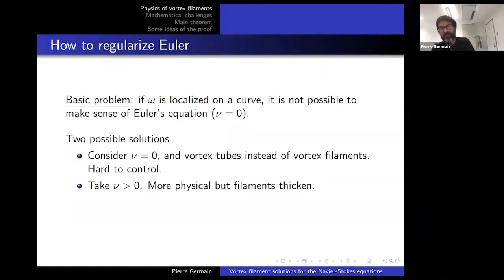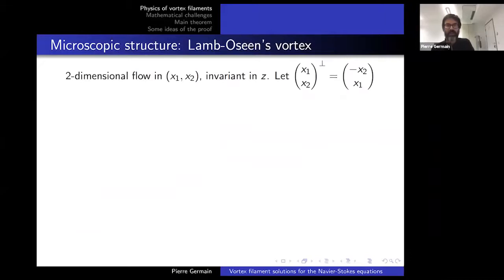But of course, if nu is very small, this will take a very long time before you see the difference. We choose plan B. So we will take positive viscosity and we'll try to make sense of the equations. Okay, so there are two ways of looking at the problem. One is staring at the filaments very closely and looking at the microscopic structure. And the other one is to see from far away, in which case we'll discuss the macroscopic structure.